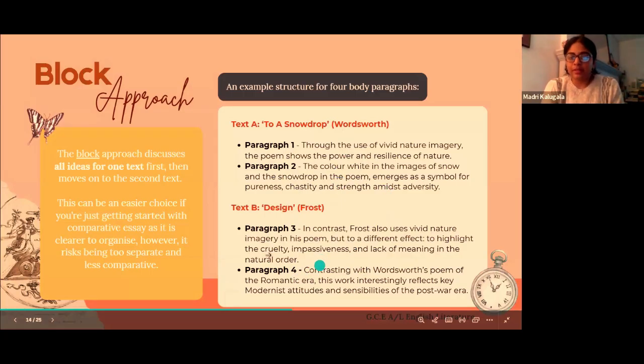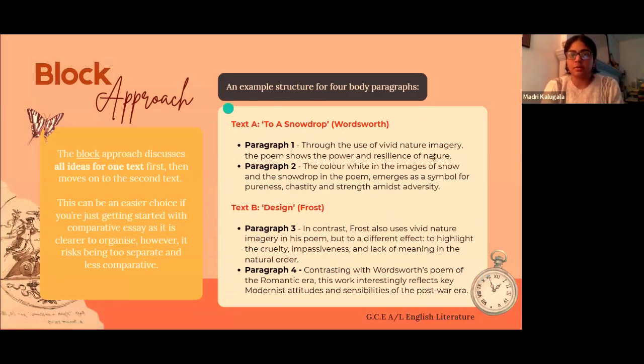So again, another paragraph, again connecting to Design. You are not talking about To a Snowdrop here. Both of these paragraphs are about Design, and both of these first paragraphs are about To a Snowdrop. So there's a clear break: text A, text B.